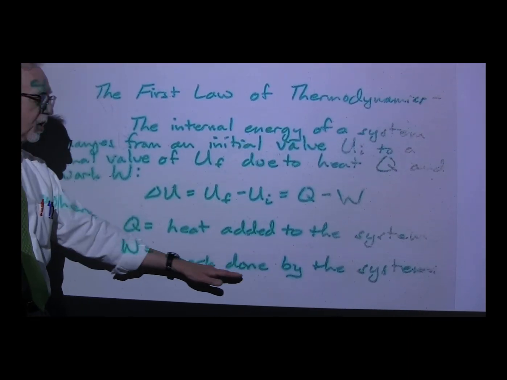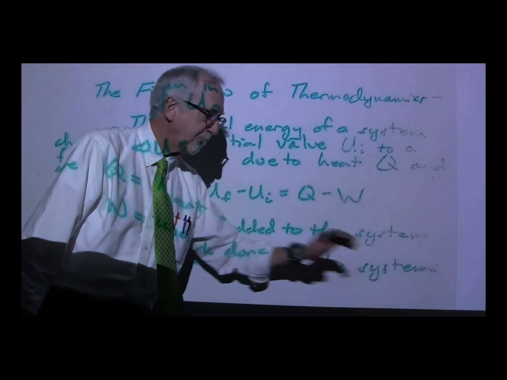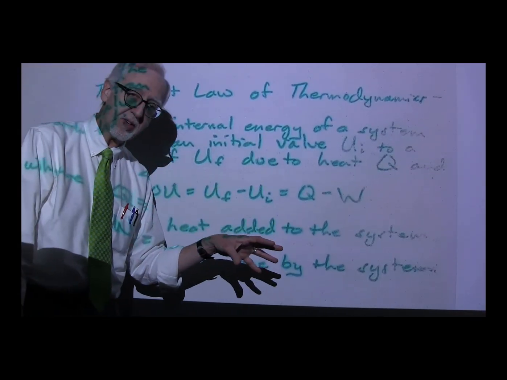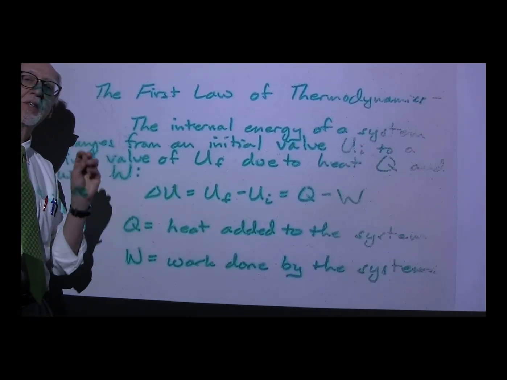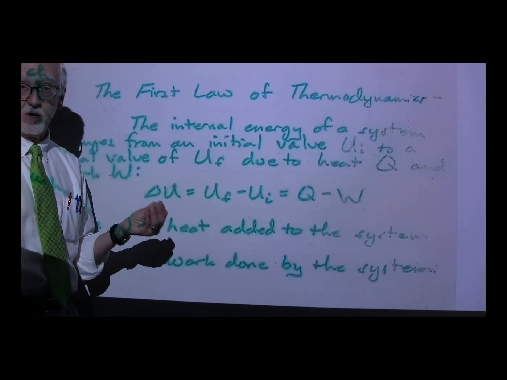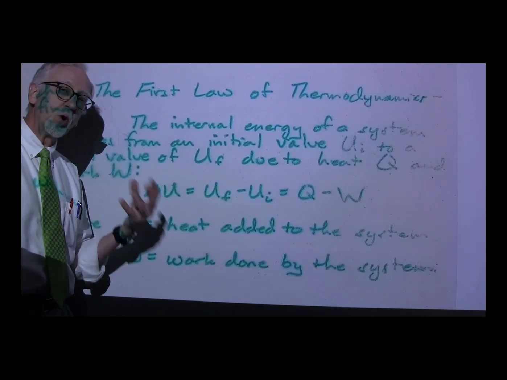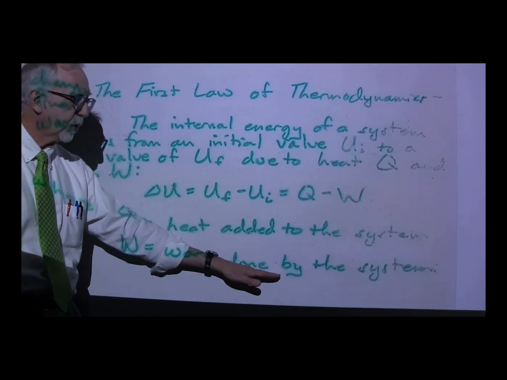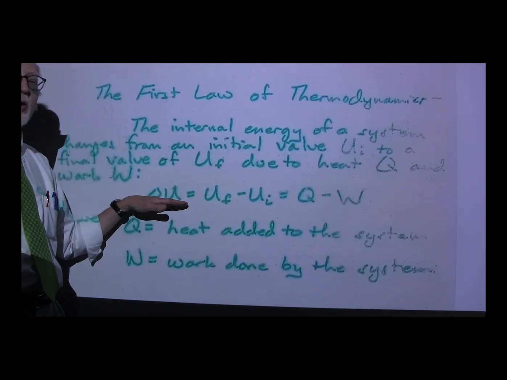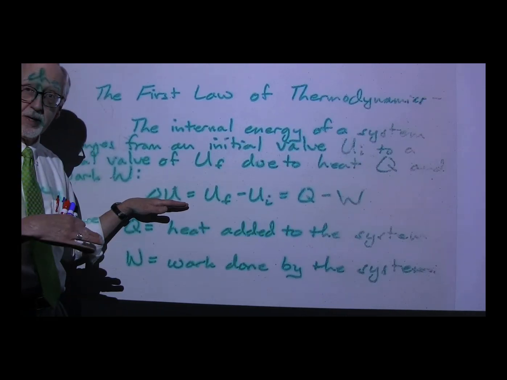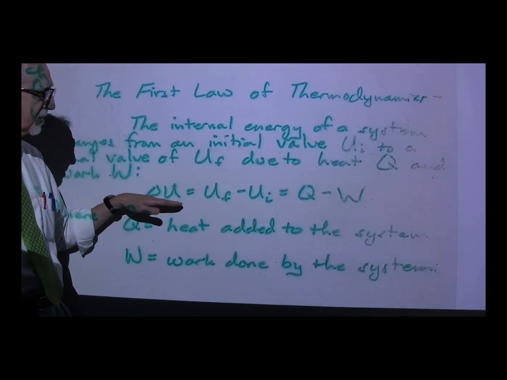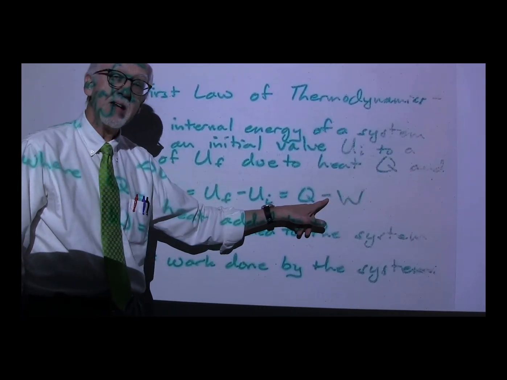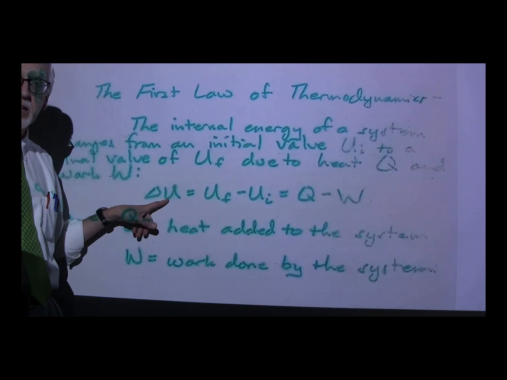Then W is the work done by the system. Now this is important. This is by the system as opposed to work done on the system. If the system does work, it is losing energy. When the system does work, it loses energy. So if the system does a positive amount of work, delta U is going to decrease. It loses energy. So delta U will be negative. If the system does a positive amount of work, this negative sign tells us that U will decrease.